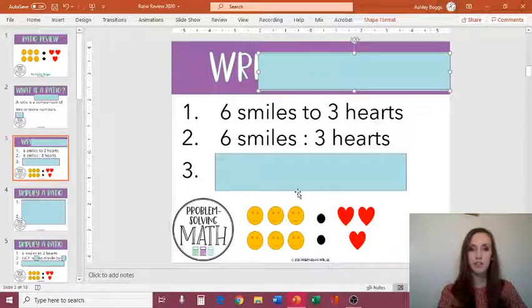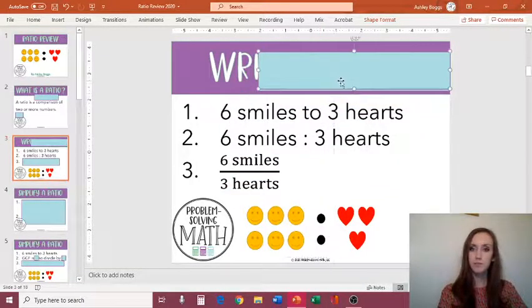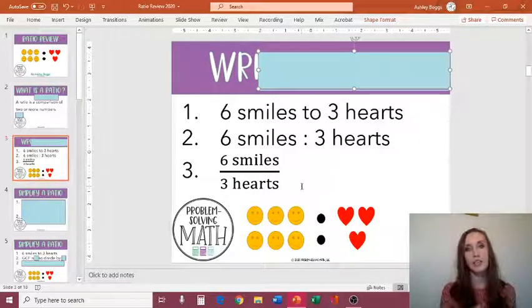The third way to write a ratio is as a fraction: 6 smiles over 3 hearts. Now, it's very important to remember to include units so we know which items we're talking about. This is an example of a part-to-part ratio because we're comparing two parts of the full total number of items. If we wanted to compare it to the whole number of items, we would have to add our smiles and hearts. 6 smiles plus 3 hearts makes 9 total items, which would be the whole.